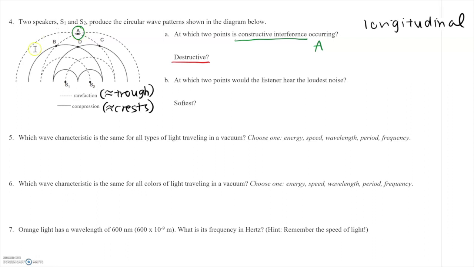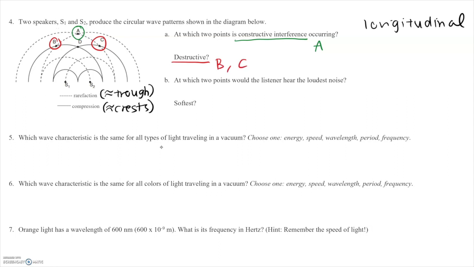How about B and C? Well, B and C are right here. And if you can see, for both B and C, we have one dashed line passing through. Okay, and we also have solid lines passing through. In other words, we have a compression and a rarefaction affecting points B and C. And so since those are opposites, these are examples of destructive interference. So B and C are destructively interfering.